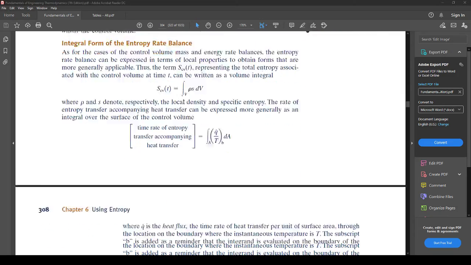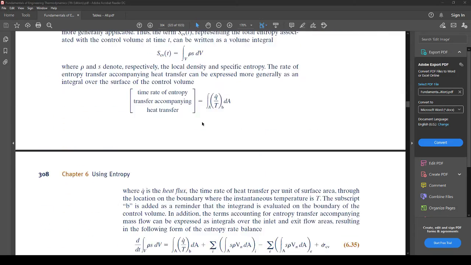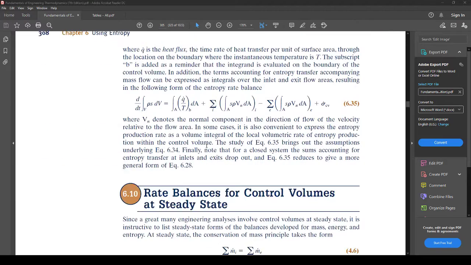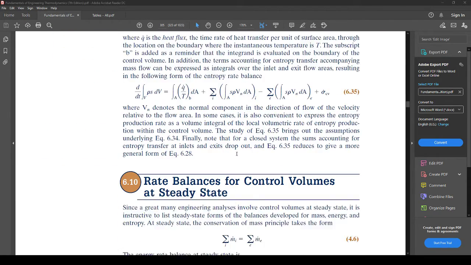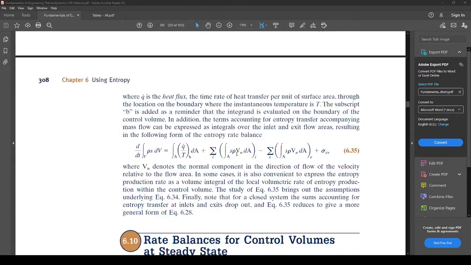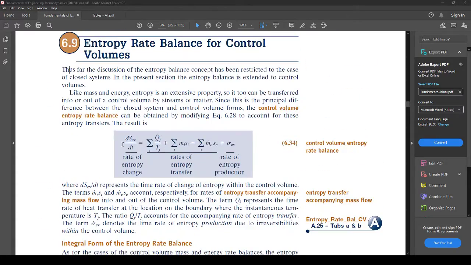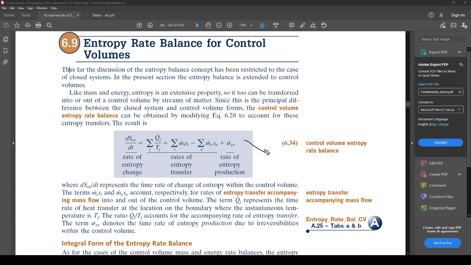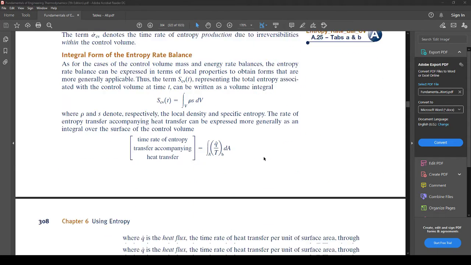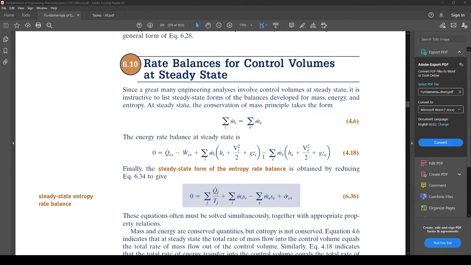I'm going to skip the integral form of this because it's not really important for us. So we're going to move on to 6.10. So 6.9 was all about introducing this equation, which is the one that you're going to want to know. So this right here, big X. This is the one you want to know. It'll be on your equation sheet as well. And now we're moving on.